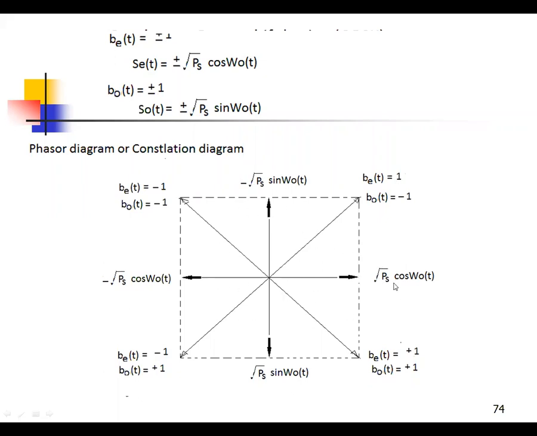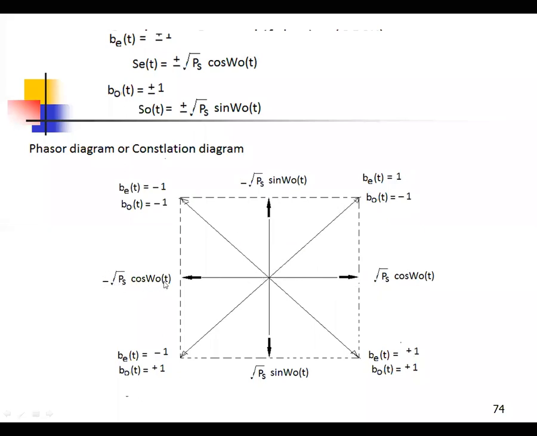Now the resultant of these two. The cos is assigned as b_e(t), that is even data. Sin is assigned as odd data. Now the resultant of these two, what are these two phasor diagrams? Root Ps cos omega naught t and root Ps sin omega naught t. So these two are 90 degrees in phase. For these two, the resultant is b_e(t), the signal related to cosine, and b_o(t), the signal related to sine. b_e(t) is positive, b_o(t) is negative. That is the resultant.